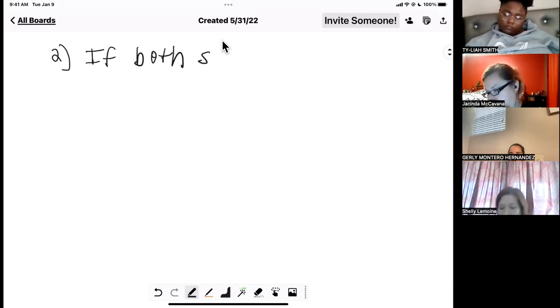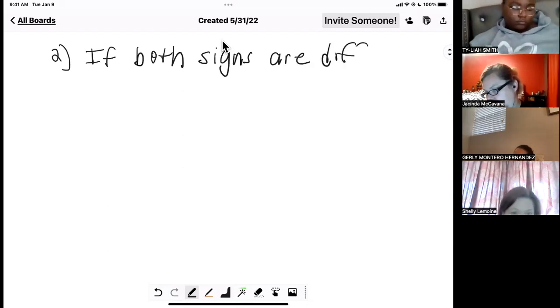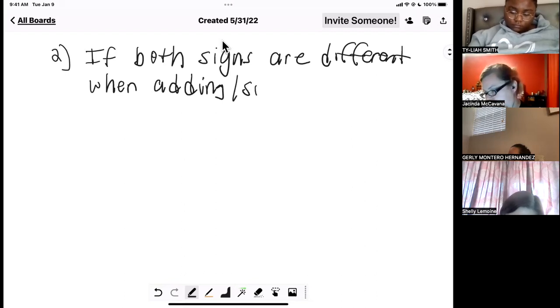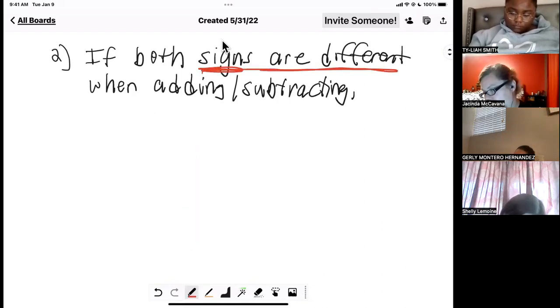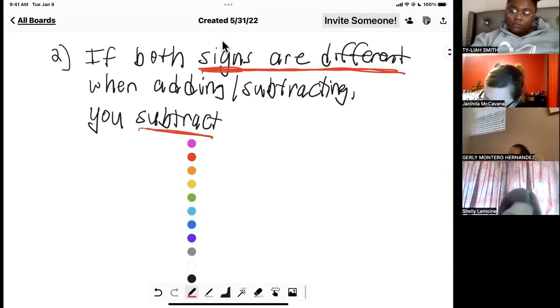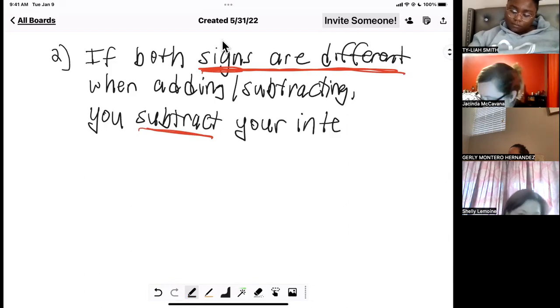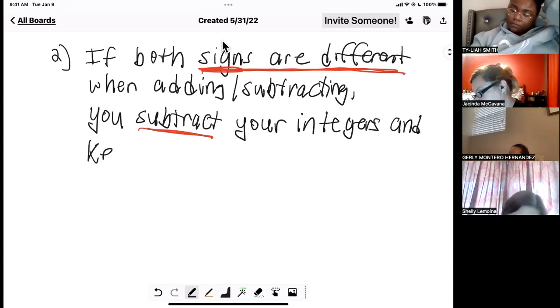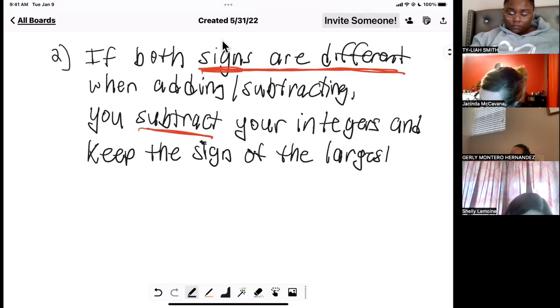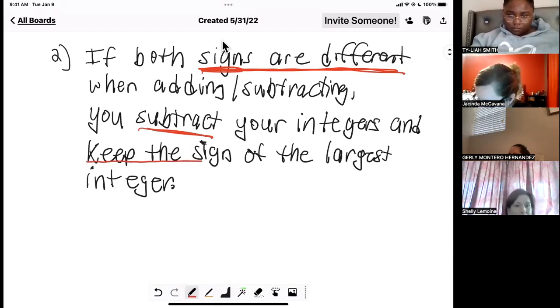If both signs are different, when adding or subtracting, it's only about adding and subtracting. So both signs are different. What the heck do you do? This is what you do. You subtract your integers and keep the sign of the largest integer.